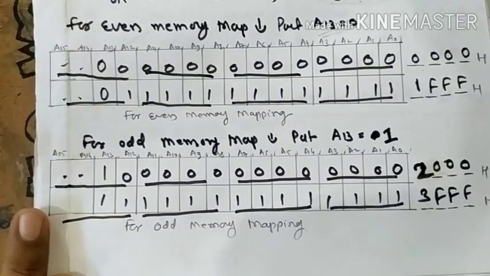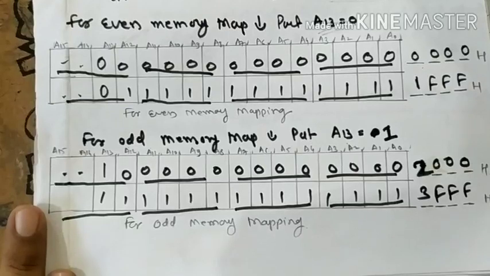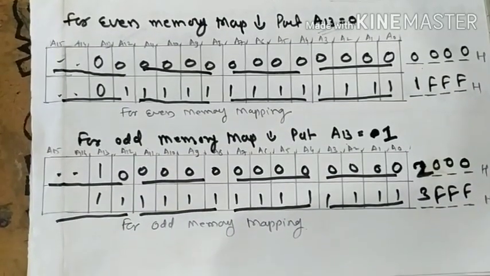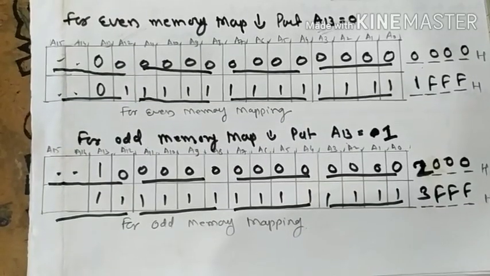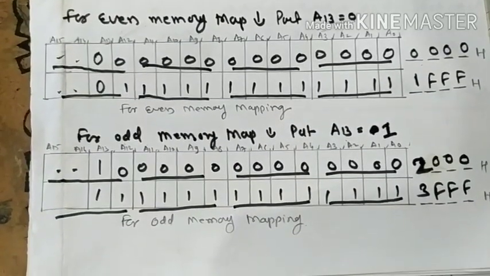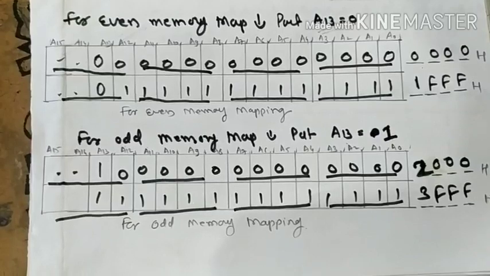So in this way, you have to find out the initial address of the even memory bank, the initial address of the odd memory bank, the last address of the even memory bank, and the last address of the odd memory bank.